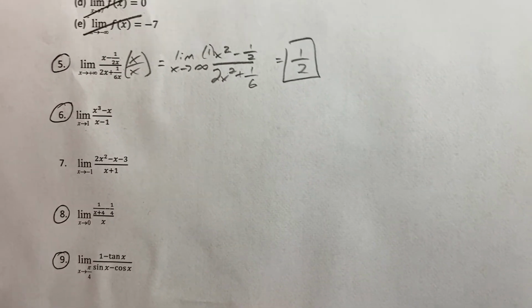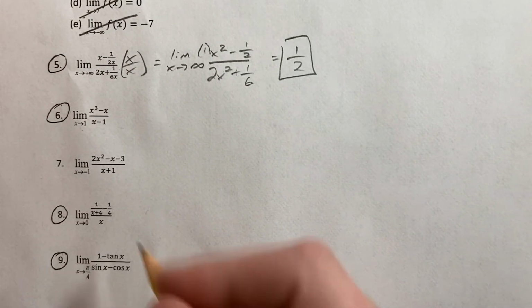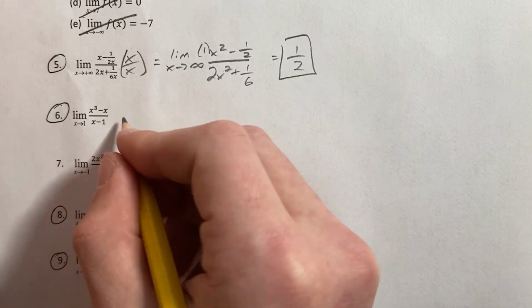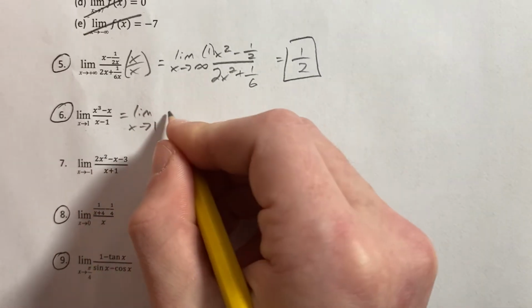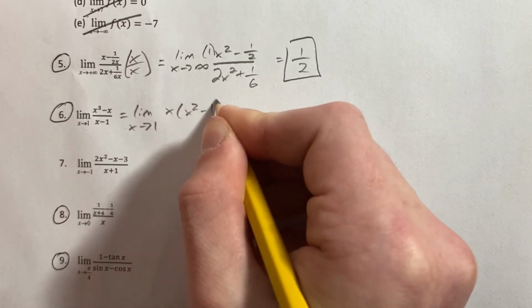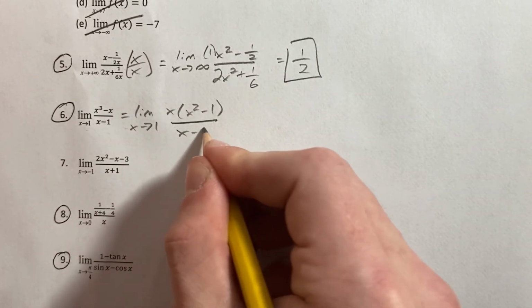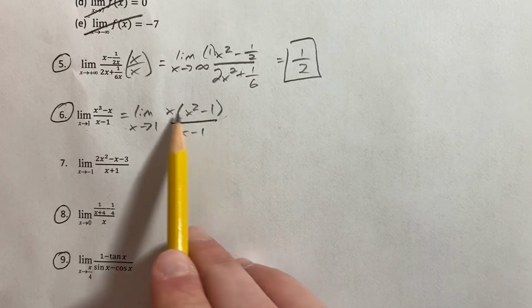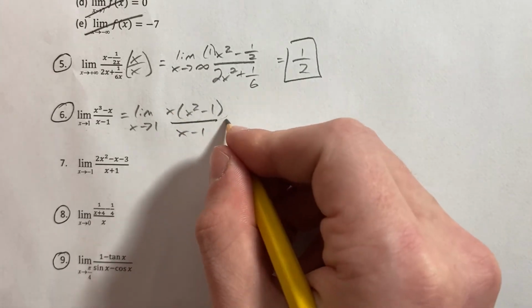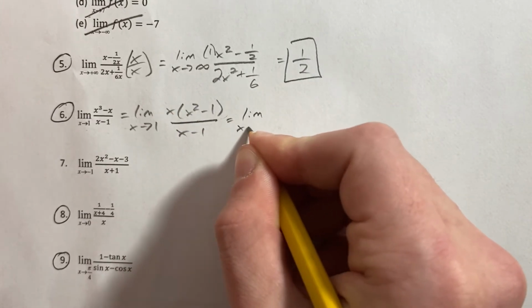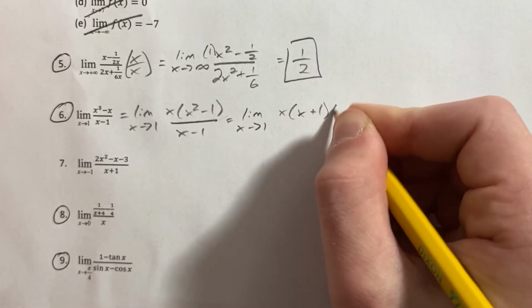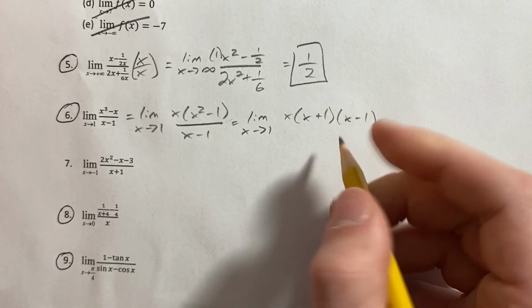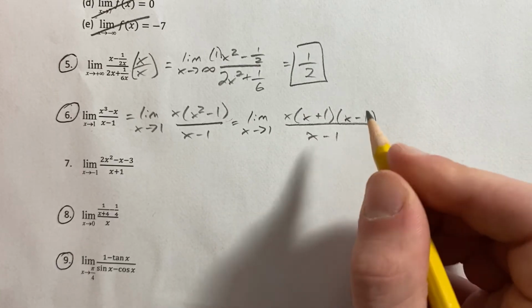Now, number 6, yet again, this is one where you can factor. So at the top, you're going to factor out an x, get the limit as x approaches 1 of x squared minus 1, over x minus 1. Yet again, this one you can factor since it's a difference of perfect squares. So limit as x approaches 1 of x plus 1, x minus 1, over x minus 1.